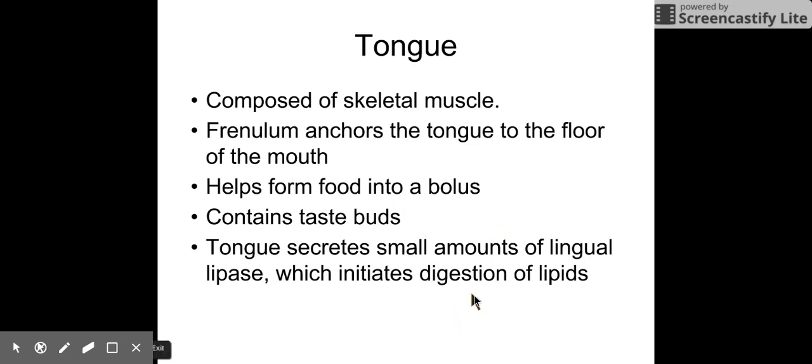You also have a little bit of digestive fluid called lingual lipase. Lipase is a digestive fluid that breaks down lipids. And so you have that being secreted by the tongue to help start breaking down lipids. Lipids are often hard to break down, so you need to start that process early.